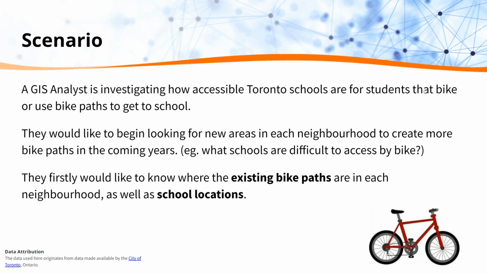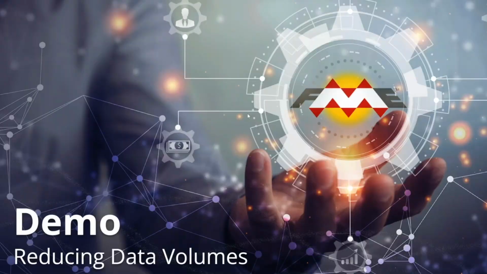So a GIS analyst is investigating how accessible Toronto schools are for students that bike or use bike paths to get to school. They would like to begin looking for new areas in each neighborhood to create more bike paths in the coming years. But they would firstly like to know where existing bike paths are as well as school locations. And so we've made an example that will mimic this scenario.